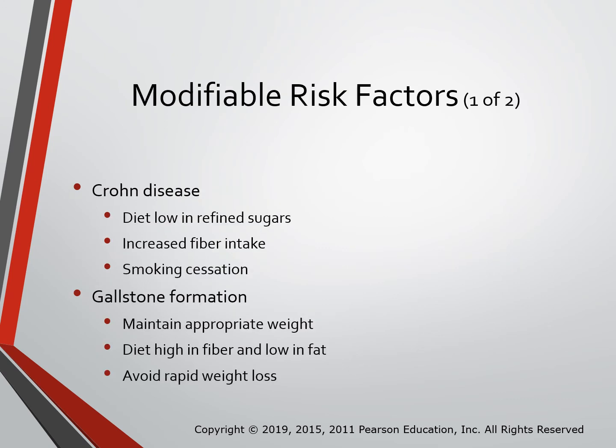Modifiable risk factors. For Crohn's disease, ways to lower the risk of triggering a flare-up include a diet low in refined sugars, increase fiber intake, and stop smoking. Gallstone formation risk can be lowered by maintaining an appropriate weight, consuming a diet high in fiber and low in fat, and avoiding rapid weight loss.